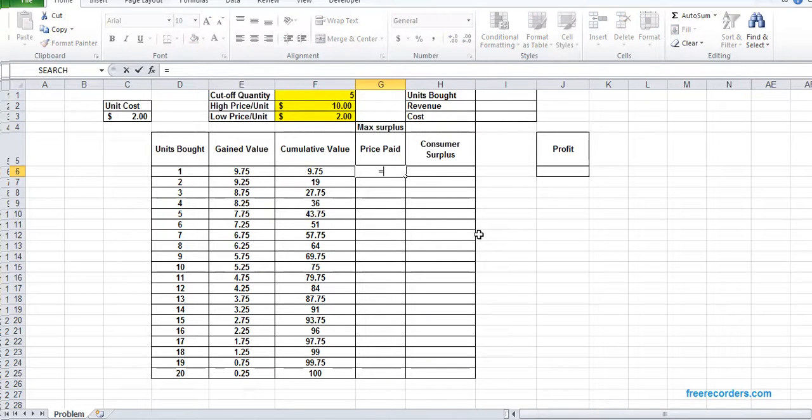So what we need to do is to find out the prices. If gain is less than or equal to cutoff, then the price should be the unit bought multiplied by the price. Or if that's not the case, then cut multiplied by the high price plus unit bought minus cut multiplied by low price.